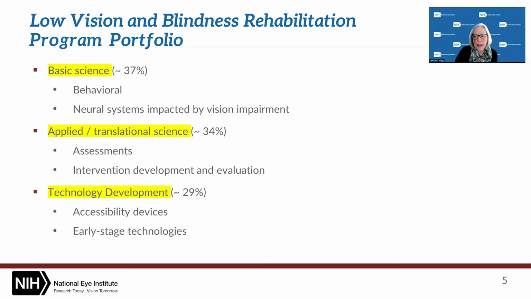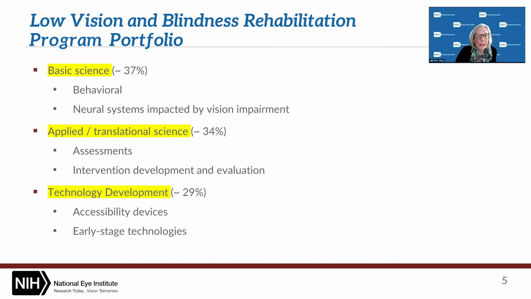I want to point out the motivation for supporting basic science work in this program is that a better understanding of those behavioral and neural mechanisms is really essential to developing the next generation of therapeutic interventions. About 34% of the grants are more applied or translational science, and that can be either developing and testing new assessments or creating and testing interventions that will enhance residual vision or restore a person's activities of daily living function.